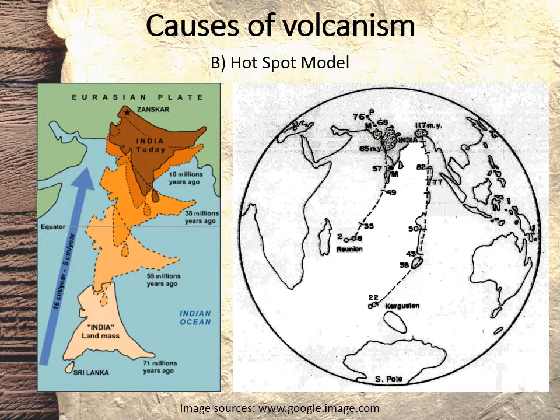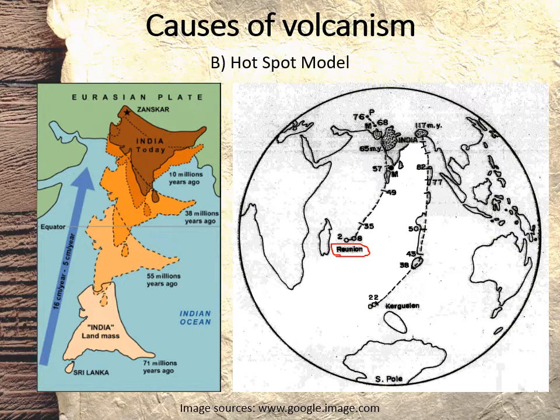So it was now established that during its northward journey, the western part of India passed over this Reunion hotspot here, and the position of this Reunion hotspot is fixed. So when the Indian plate is above this Reunion hotspot, crustal thinning occurs and eruption occurs. After passing the Reunion hotspot, again the eruption of lavas ends.